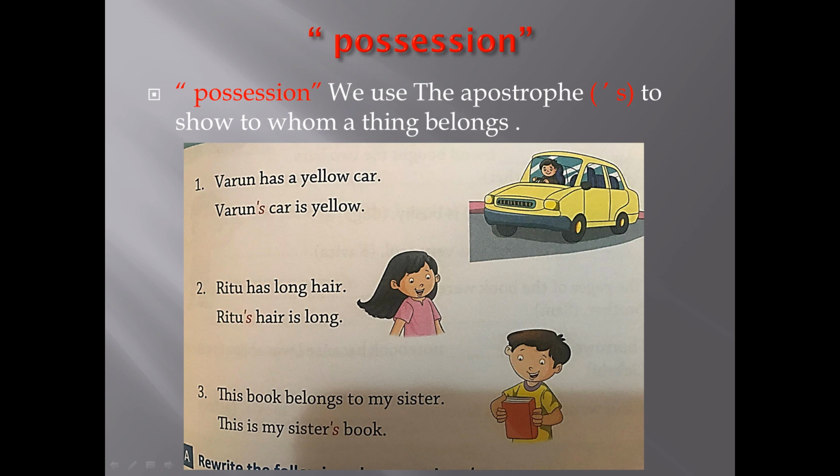Here also, I have a book. This boy has this book. This book belongs to his sister, which means he would say this book belongs to my sister. Instead of saying this book belongs to my sister, he will say this is my sister's book. Here I use apostrophe S with sister, my sister's book, to show that this book belongs to his sister.